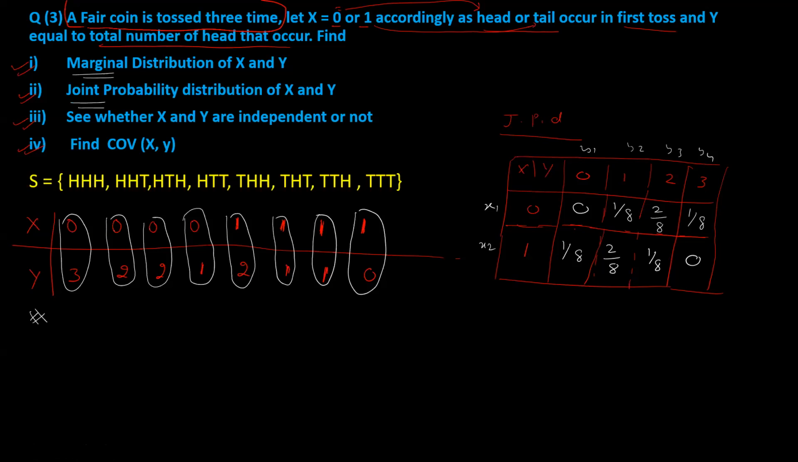Now I can draw the marginal probability distribution by taking the sum. I will first add row wise. So 1 by 8 plus 2 by 8 plus 1 by 8. How much? 2, 3, 4. 4 by 8. What is this sum? 2, 3 and 4. This is also 4 by 8. What is the addition of the columns? This will be 1 by 8. This will be 3 by 8. This will be 3 by 8. And this sum will be 1 by 8.